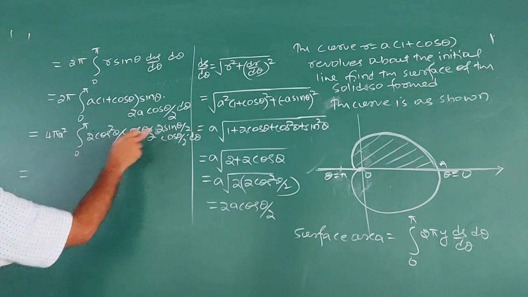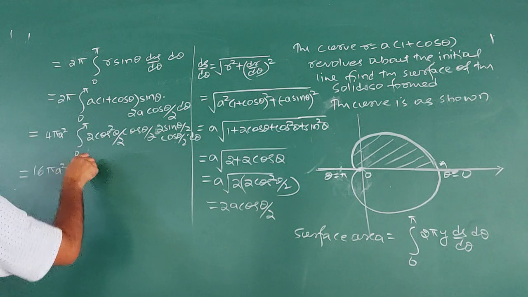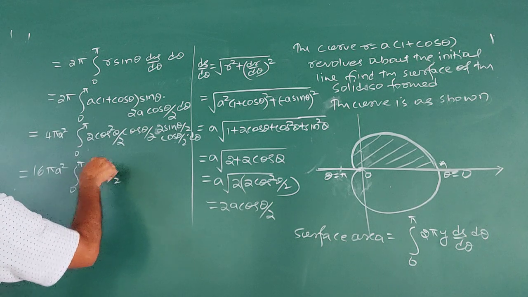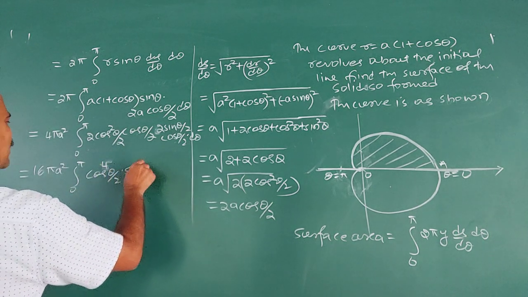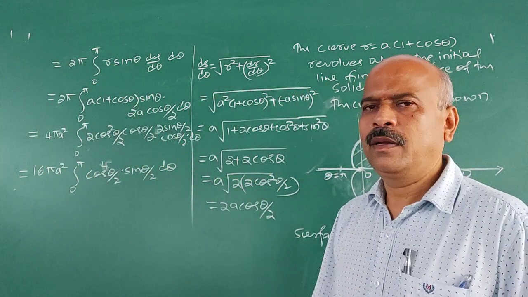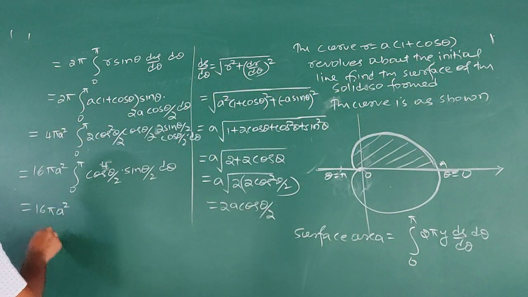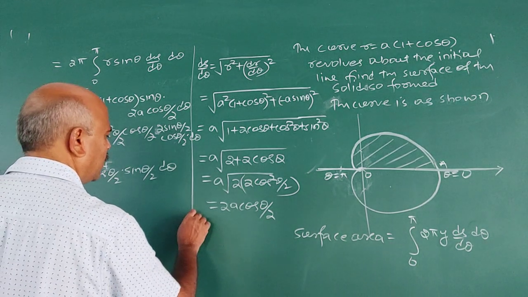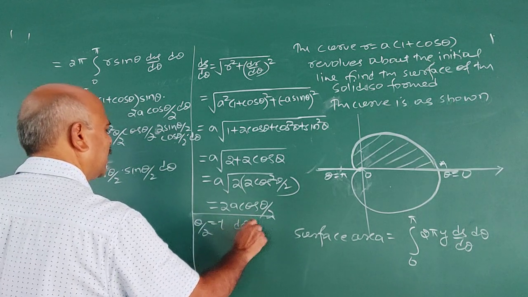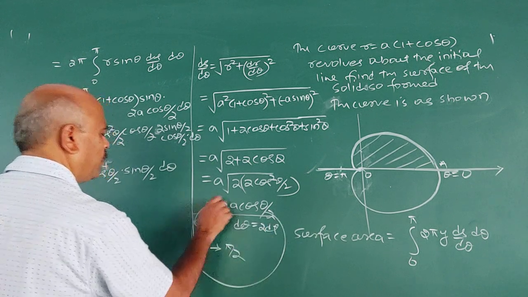Therefore, 2 into 2, 4 into 4, 16 pi a square integral 0 to pi, cos theta by 2 raised to 3, or is it 4? 4 into sin theta by 2 with respect to theta. Correct? It is therefore 16 pi a square. Now use substitution here. What is the substitution? Substitution is theta by 2 is t, d theta is 2 dt, limit becomes 0 to pi by 2. This is the substitution.